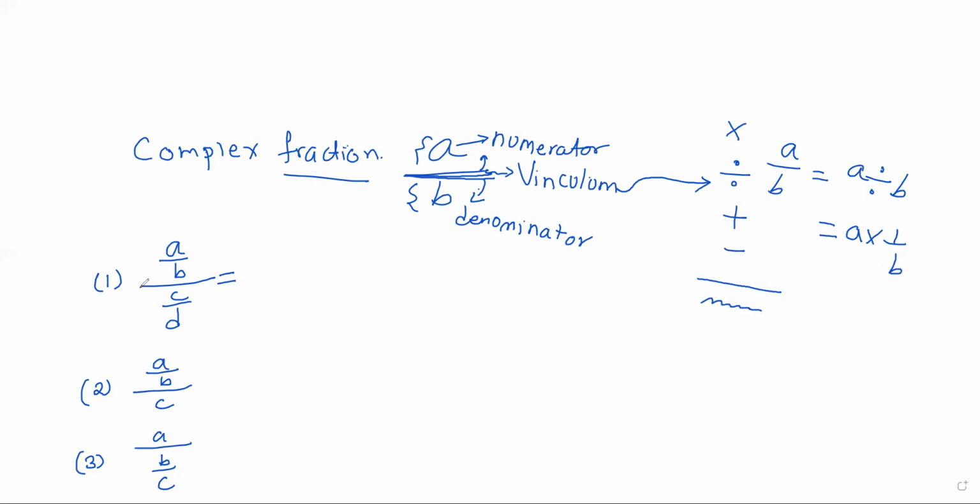So using the same logic, wherever this largest vinculum is, you will replace it by the division sign. So you will get A over B divided by C over D. In the next line, you can just convert the division into multiplication, which just causes the flipping of this part over here. So you'll get D over C, and then you will end up with AD over BC.